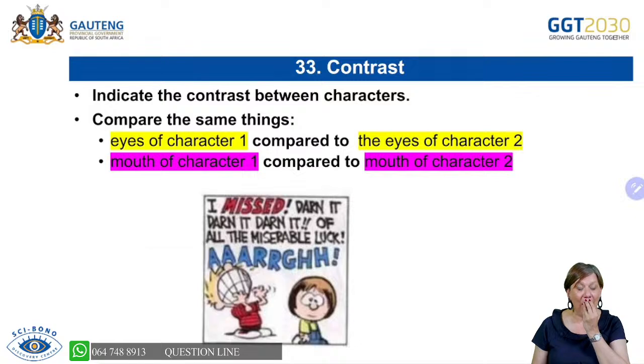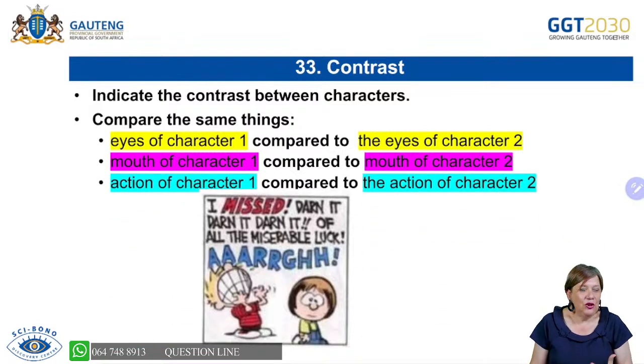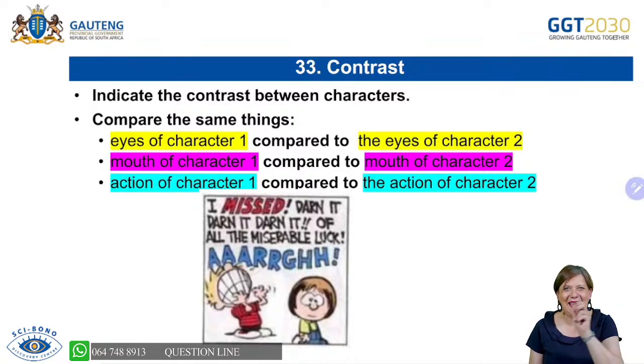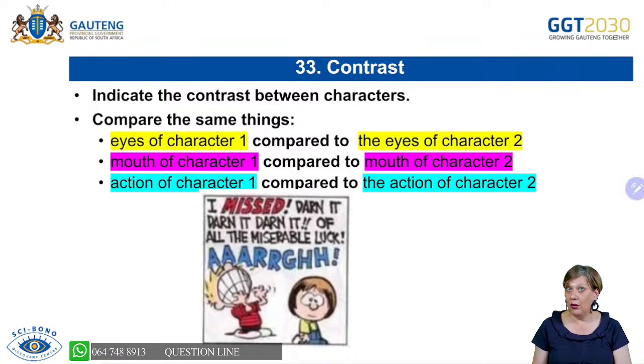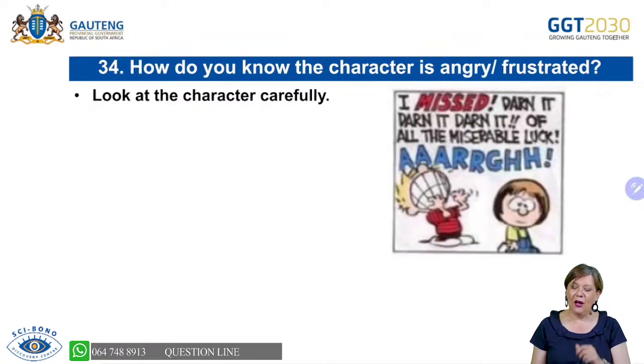Please don't make that mistake, okay? If I'm looking at the mouth of character 1, Calvin's mouth is big, open, his teeth are showing. Susie? Her mouth is closed. So can you see what I need you to compare? Even the way they're acting. In this frame, he's frustrated. She's sitting, she's doing nothing. So when you've got a contrast question, please make sure that you show me exactly the difference. Or the similarities for that matter. Okay, please don't forget.